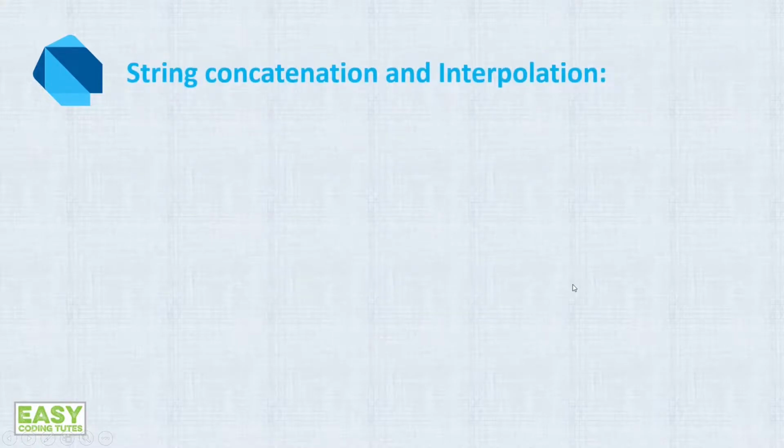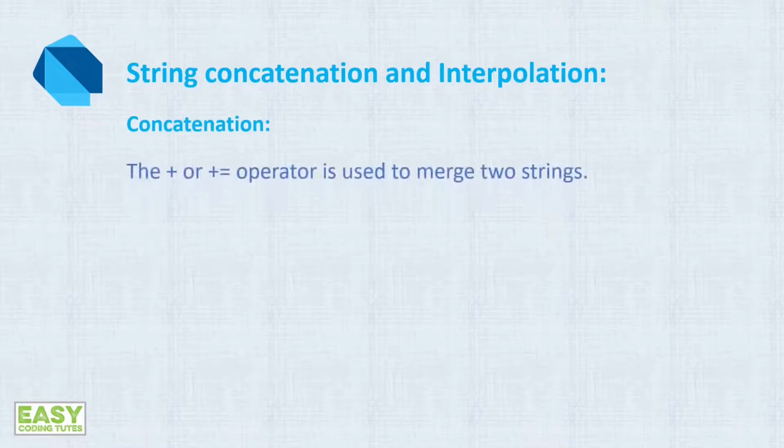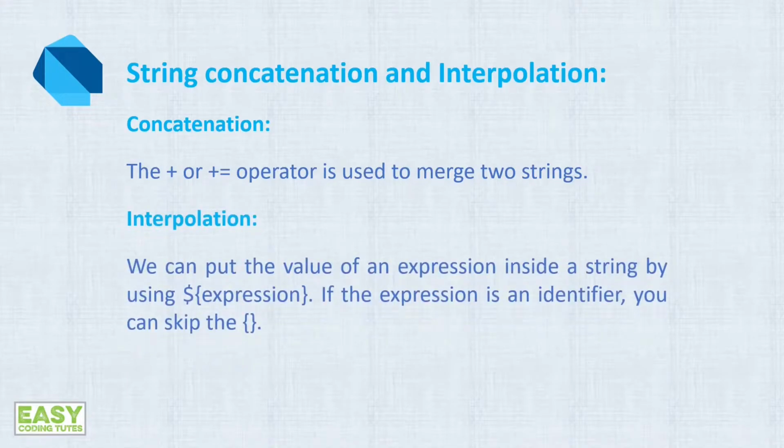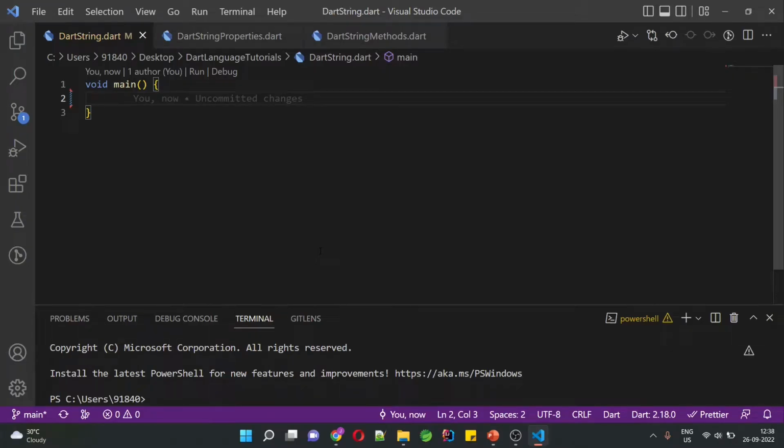String concatenation and interpolation. Concatenation: the plus or plus-equal-to operator is used to merge two strings. Interpolation: we can put the value of an expression inside a string by using dollar expression inside braces. If the expression is an identifier, you can skip the braces. So let's write a program to understand Dart string, concatenation and interpolation.